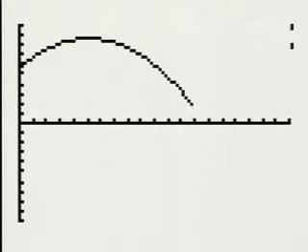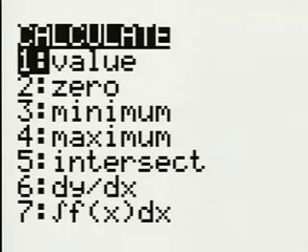Go ahead and graph that again. We can see what's happening with our graph. It's continuing to go down as time goes on. And we want to find out what the value is in 2010. So we're going to go to our Calc menu, and we want the value of the function. So we're going to pick option number 1.